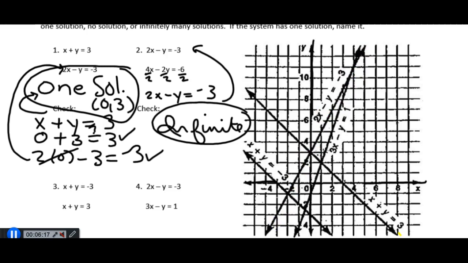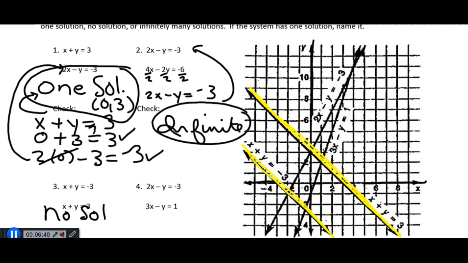x plus y equals negative 3. So that's that line. And then x plus y equals 3. That's that line. I can see those two lines are parallel. If I look up above, parallel lines never intersect. That means I have no solution.